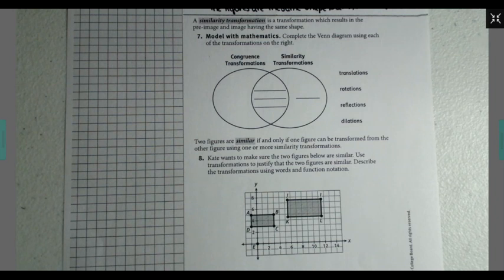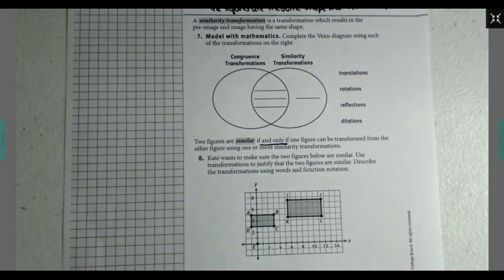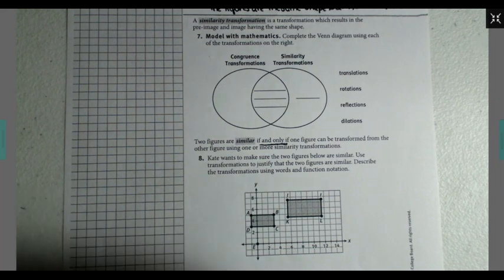Two figures are similar if and only if one figure can be transformed from the other figure using one or more similarity transformations. 8. Kate wants to make sure the two figures below are similar. Use transformations to justify that the two figures are similar. Describe the transformation using words and function notation.